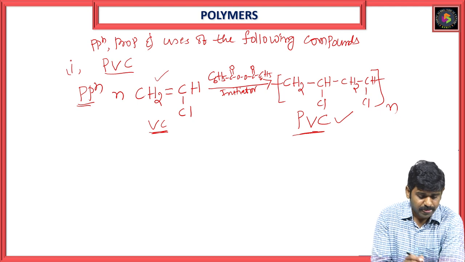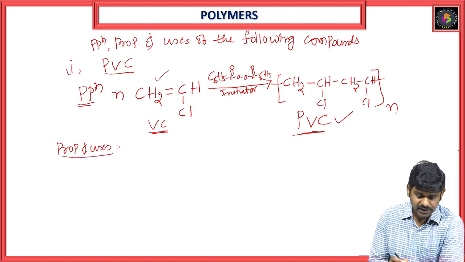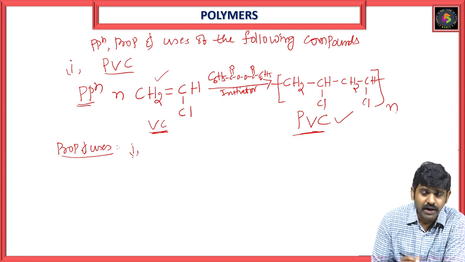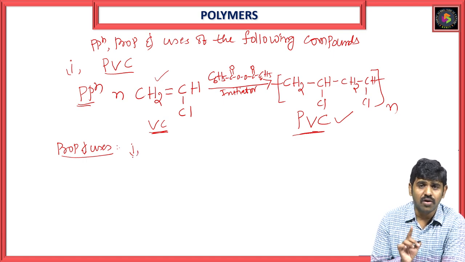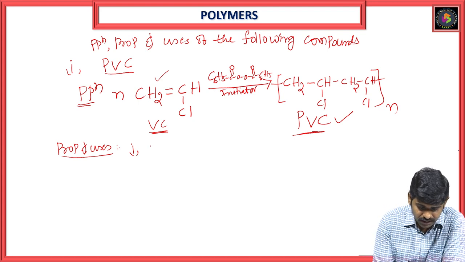Right. Next, properties and uses. First point: this vinyl chloride is a colorless, odorless, and inflammable substance.